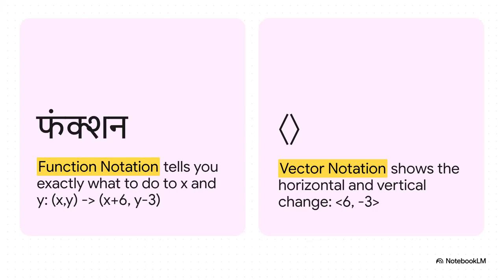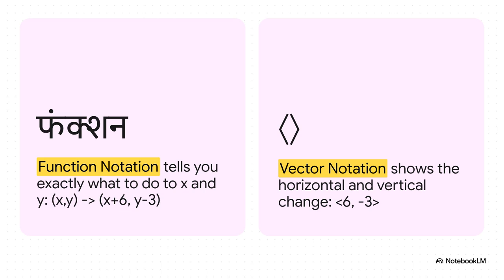That's it. Now, you're going to see translations written in 2 different ways on your test, and you've got to know both. On the left, you have function notation. This tells you exactly what to do to the coordinates. So (x, y) goes to (x + 6, y - 3). Pretty straightforward, right?